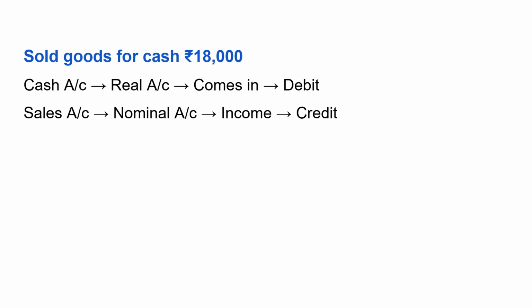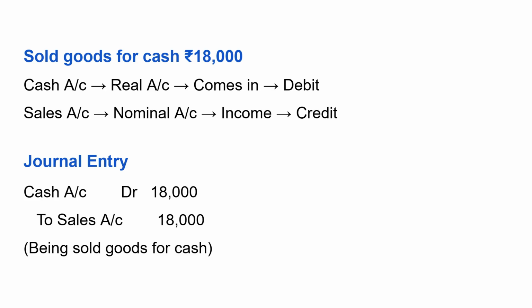And sales account. Sales account is a nominal account, and sales is income. So the rule for nominal account is credit the incomes. So it is credited. And the journal entry is cash account debit 18,000 rupees to sales account 18,000 rupees. And the narration is: being sold goods for cash.